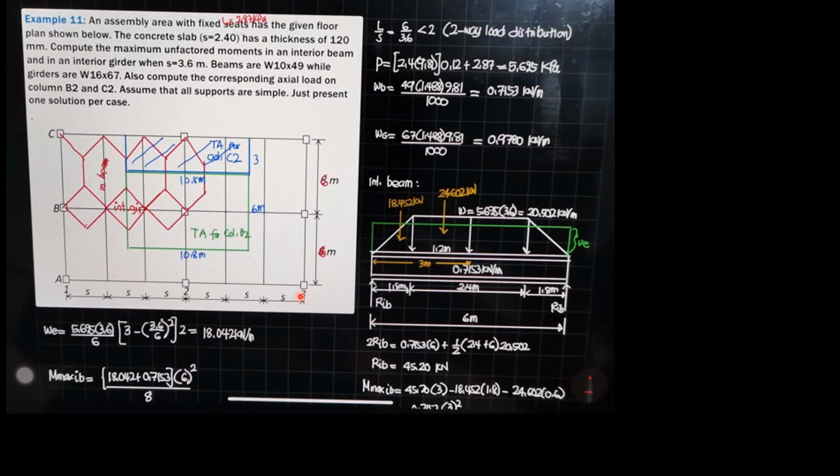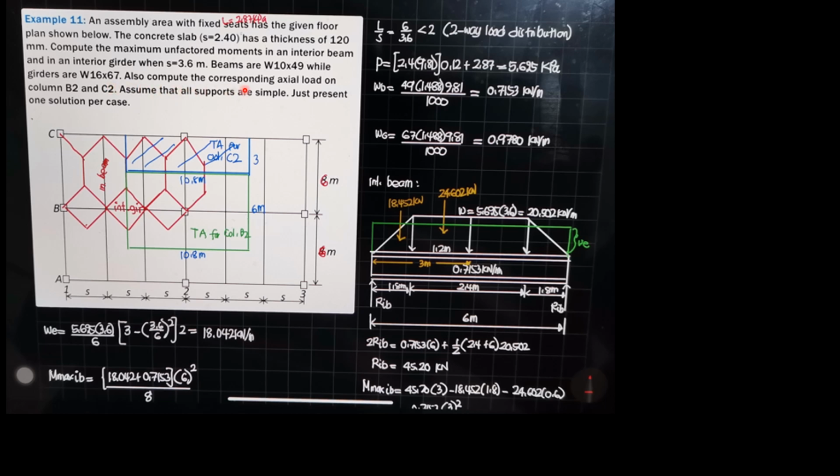For the next problem in this session this week, an assembly area with fixed seats. The live load is 2.87 kilopascals. Has the given floor plan shown. The concrete slab, specific gravity 2.4, has a thickness of 120 millimeters. Compute the maximum unfactored moments in an interior beam and in an interior girder when S is 3.6 meters. Beams are W10 by 49 while girders are W16 by 67.